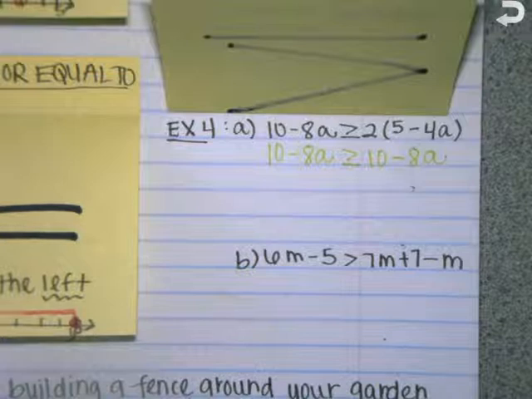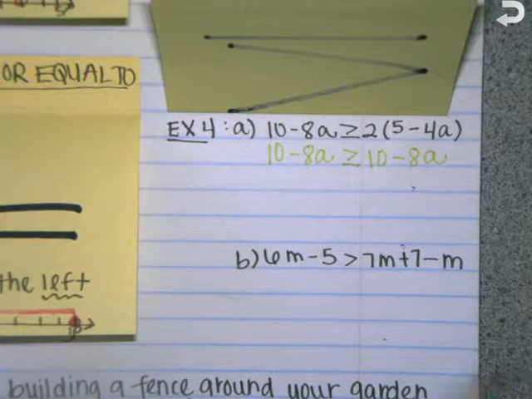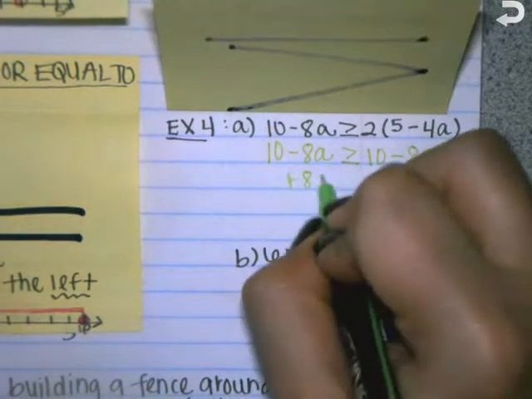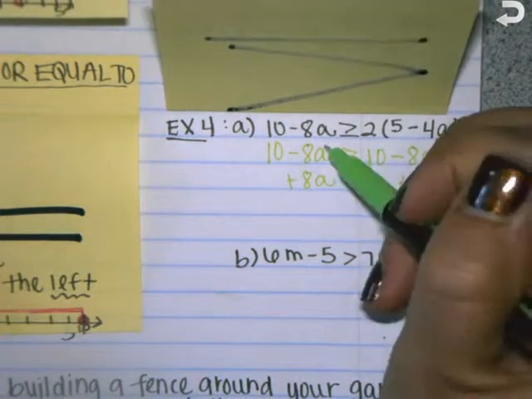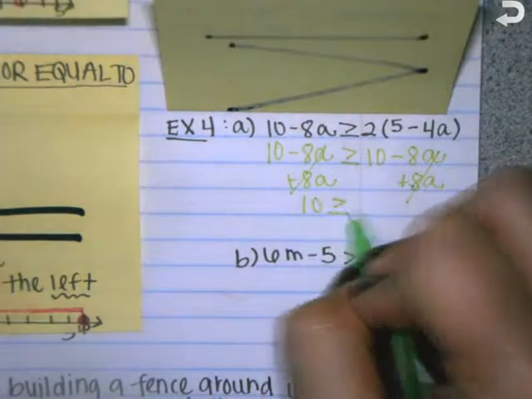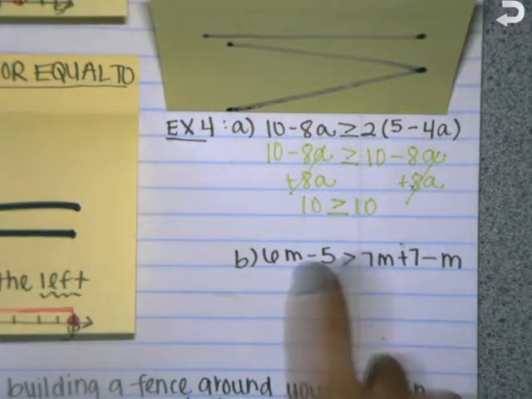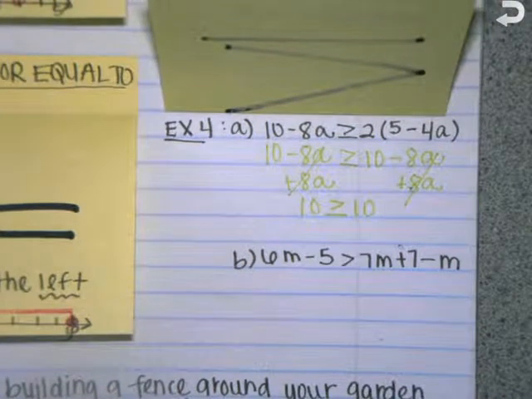Let's get all of the A's on the left-hand side. So I'm going to add 8A. But what happens? It cancels on both sides, right? So we end up with 10 greater than or equal to 10. Let me pose a question to you. Do not answer it out loud. Is this a true statement or a false statement? Think about your answer.